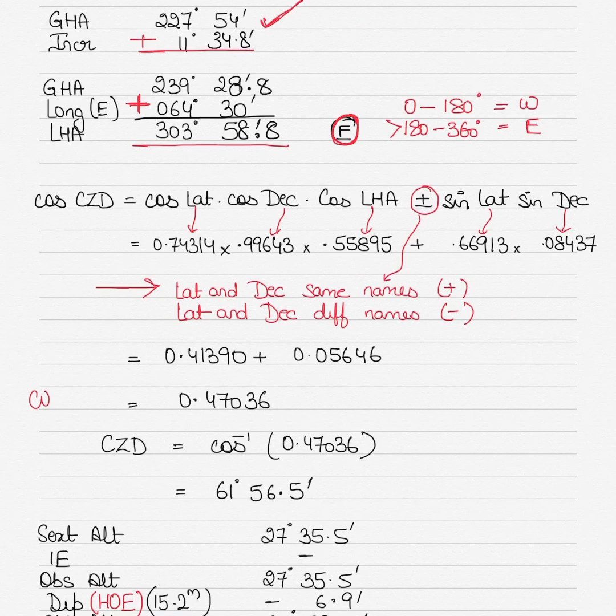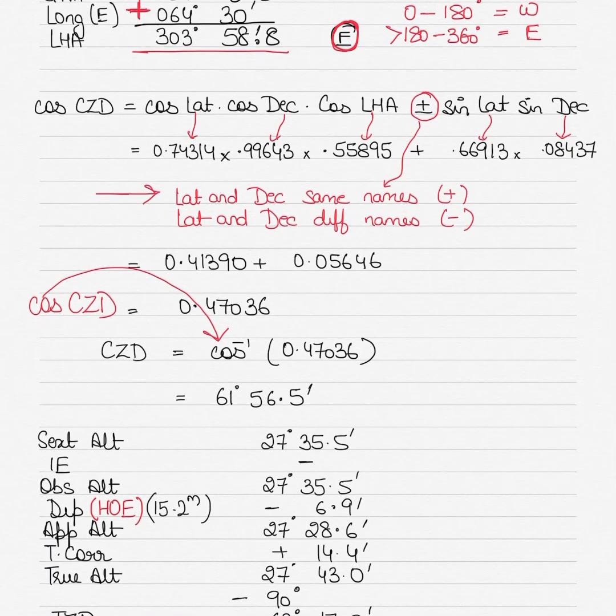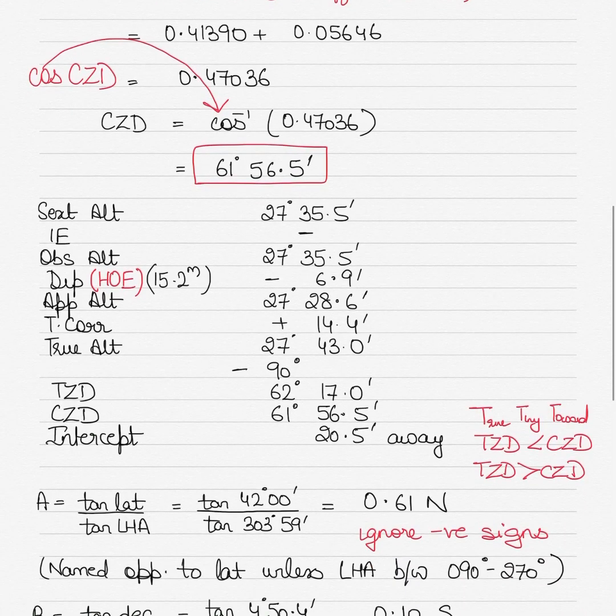Then add the two values. What you get is cos of CZD equals 0.47036. Take cos to the other side, it becomes cos inverse, and CZD should be equal to 61 degrees 56.5 minutes. Alright, so calculated zenith distance has been calculated.